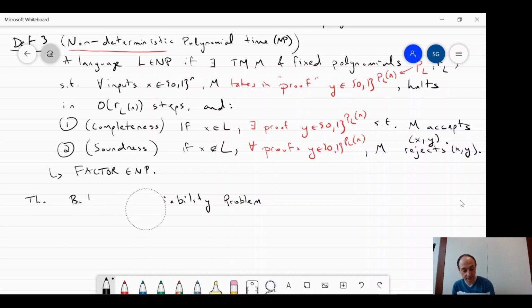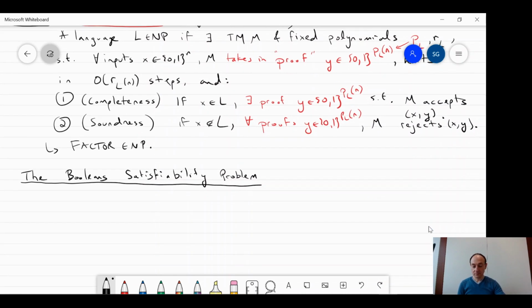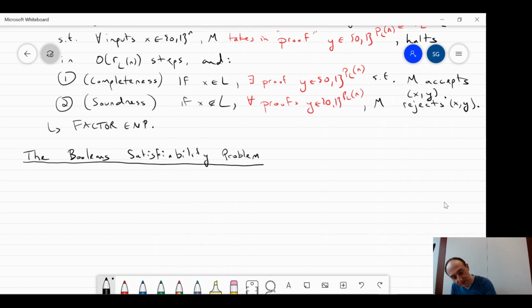Needs to go. Oh. Undo. All right, the Boolean satisfiability problem. Okay. So, oh, but it also undid that S. Huh. All right, well, that's good enough.